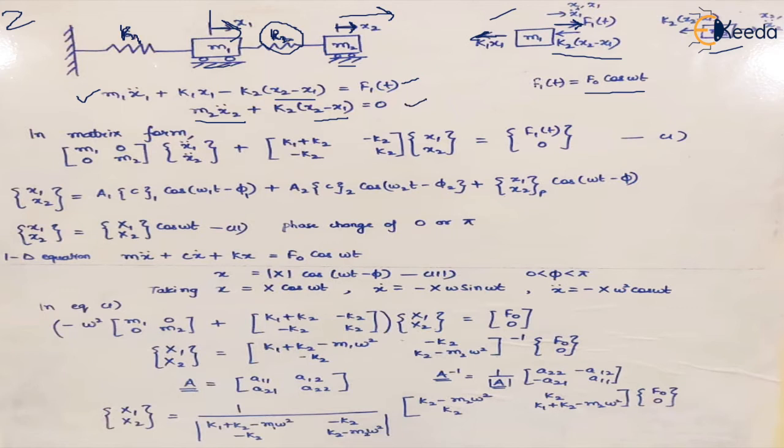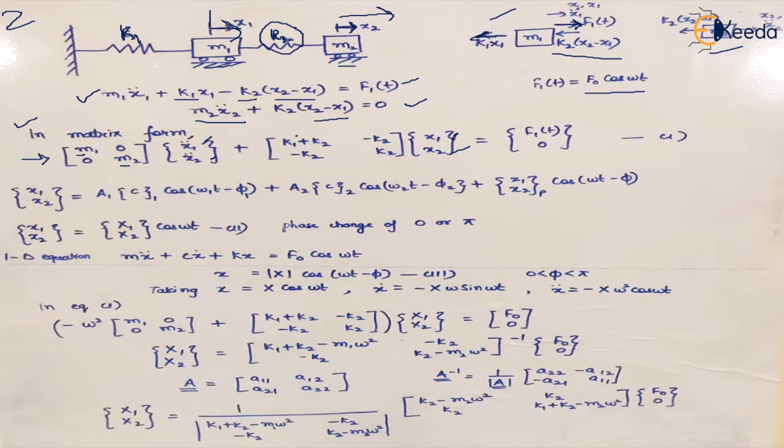So here we have two equations, and if we write these two equations in matrix form, we get this equation, right? M1 and M2 are placed here, so basically the equation is M times X double dot, where this is X1 double dot, X2 double dot, plus the stiffness. For X1 and X2 we are writing the components. So if we take the components of X1 in this equation, it comes out to be K1 plus K2.